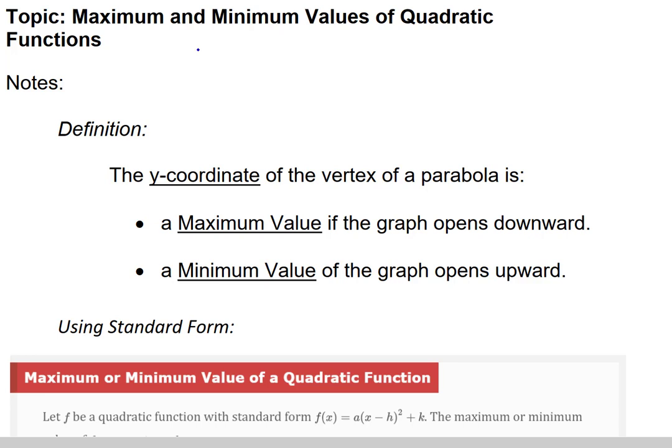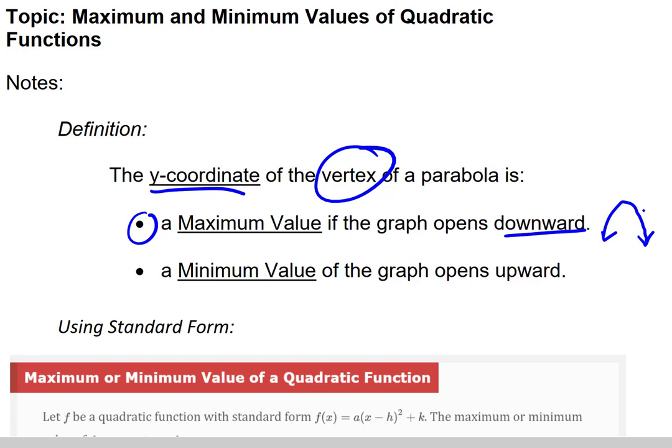This video is about maximum and minimum values of a quadratic function. We'll start with a definition, which is this. The y-coordinate of the vertex of a parabola is, first of all, a maximum value if the graph opens downward. So you'll recall from parabolic graphs or quadratic graphs, a parabola could open downward.